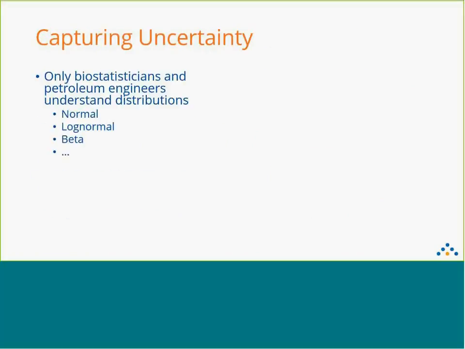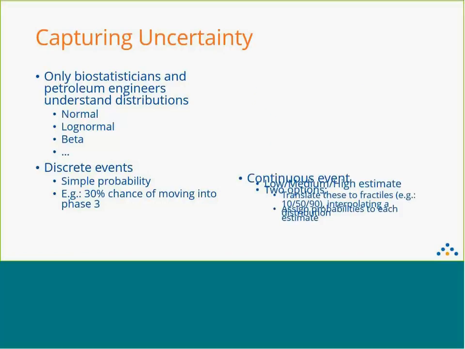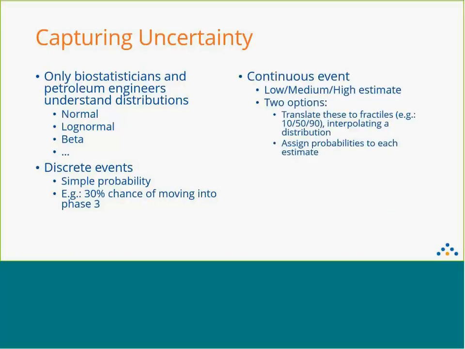So capturing this uncertainty, we feel that only biostatisticians and petroleum engineers really understand probability distributions in the way that statisticians think about them. So the idea of using normals, log normals, betas, gamma functions, etc., that's not really appropriate. It's better to think first about discrete events, so the probability of something occurring, a 30% chance of moving into phase 3 or a 20% chance of achieving a target product profile. And then continuous events represent something that could take on a range of values.